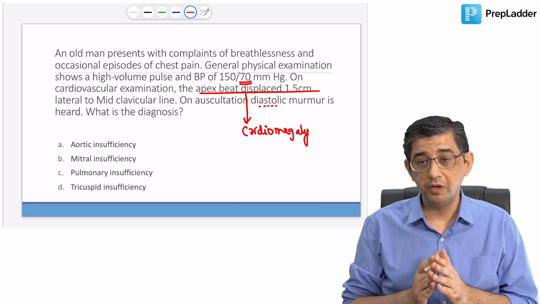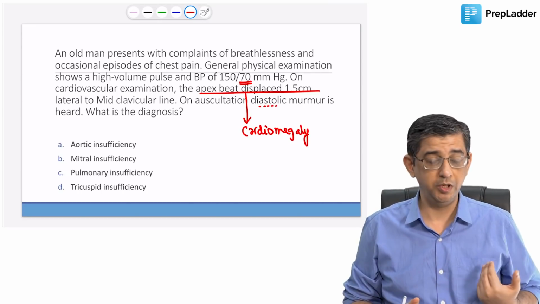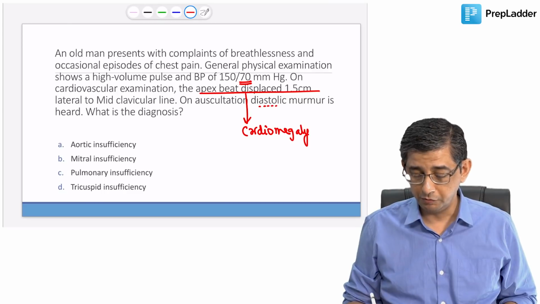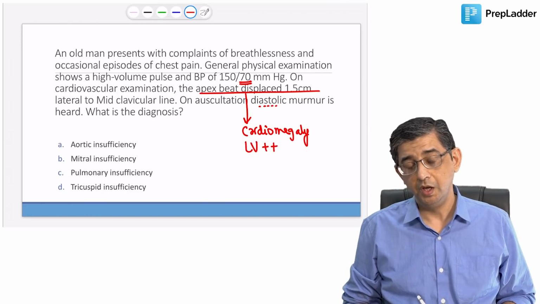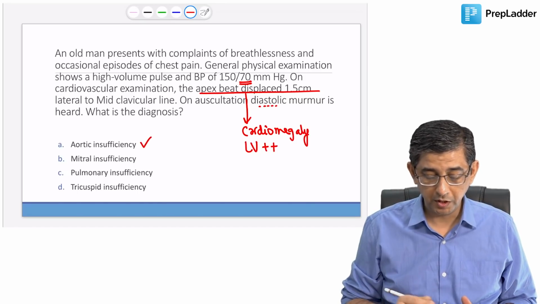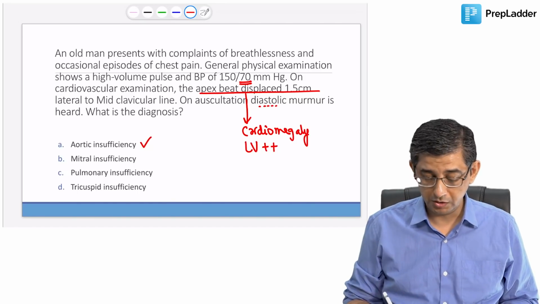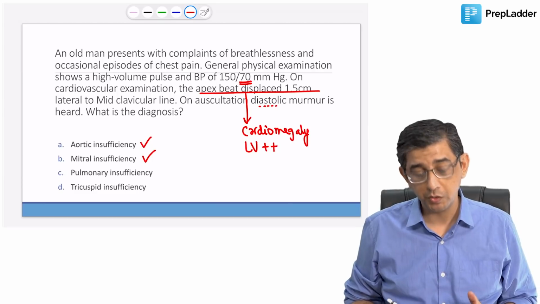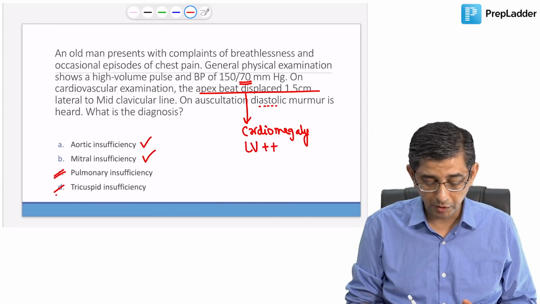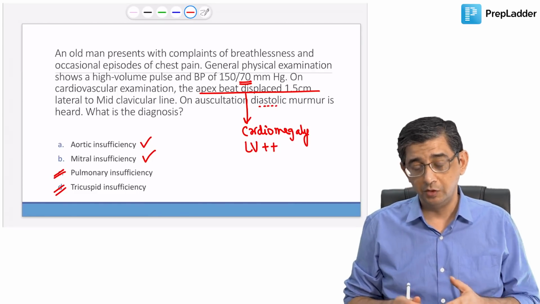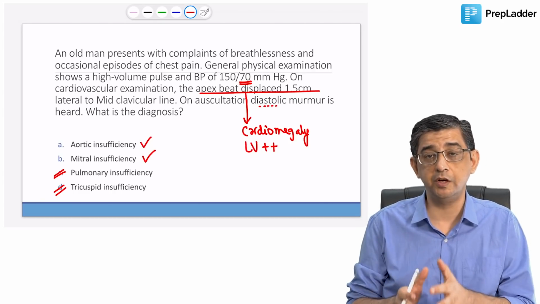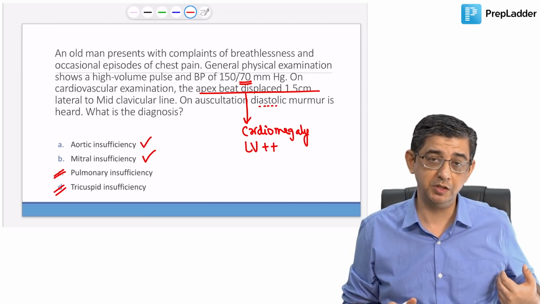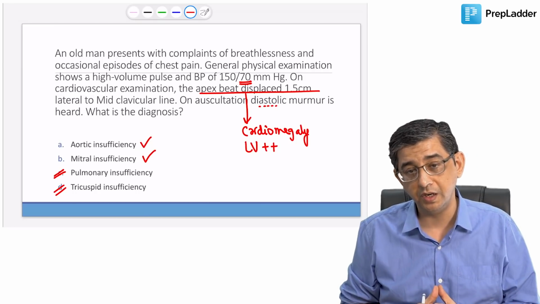To solve this question, you need to understand first of all that he's talking about displacement of the apex to the left. So which ventricle is involved in this case? It is the left ventricle. That means that either the answer will be aortic insufficiency or mitral insufficiency, because pulmonic and tricuspid I'm ruling out, as they're related to the right side of the heart. The main keyword in this MCQ is that the first step is to identify which side of the heart is getting enlarged, because the apex beat is displaced to the left, so that means it is left ventricular enlargement.